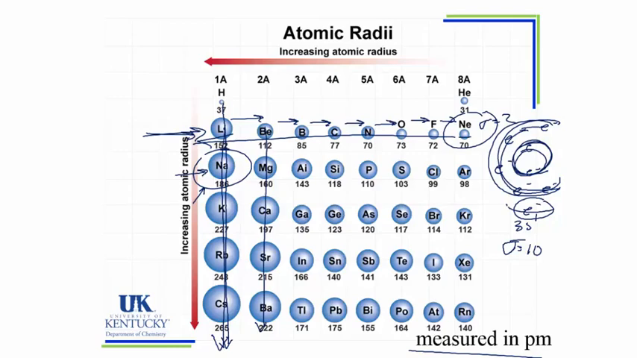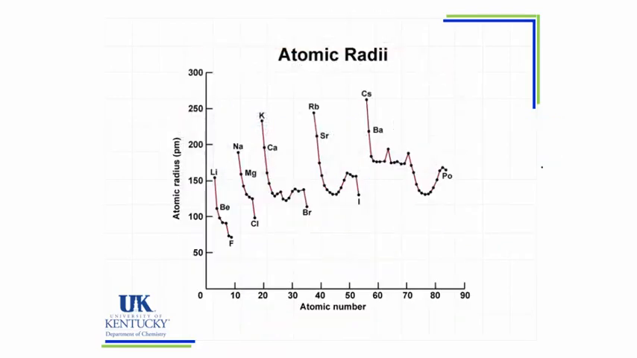Here's another way of looking at that. One of the things that we see here is that this area right here is going across the transition elements. And as we go across the transition elements, the size trend doesn't change very much. It levels out quite a bit. And the reason for this is the electrons that you are placing as you go across the d are not being placed in an outer shell. They're being placed into an inner shell.